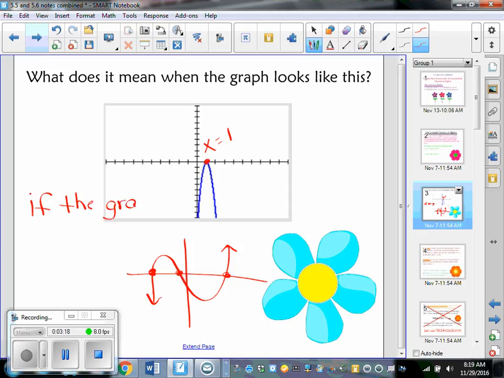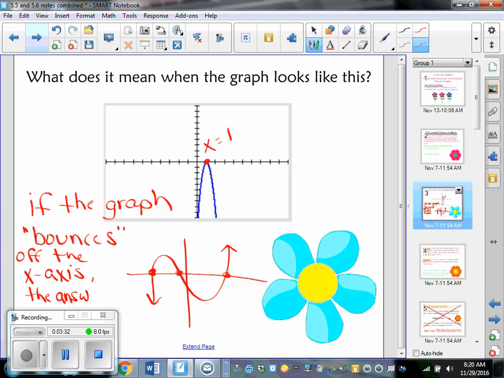So if it bounces, if the graph bounces, technical term there, off the x-axis, the answer appears technically an even number of times. So 2, 4, 6, 8, blah, blah, blah.